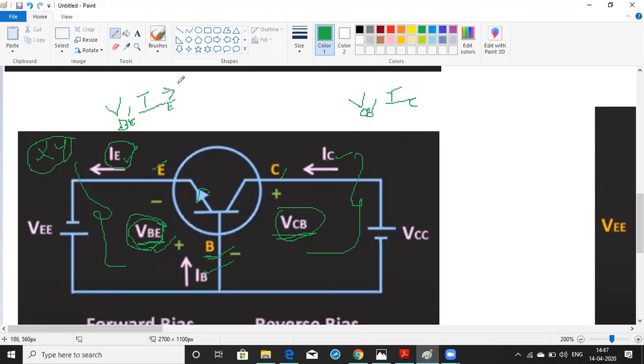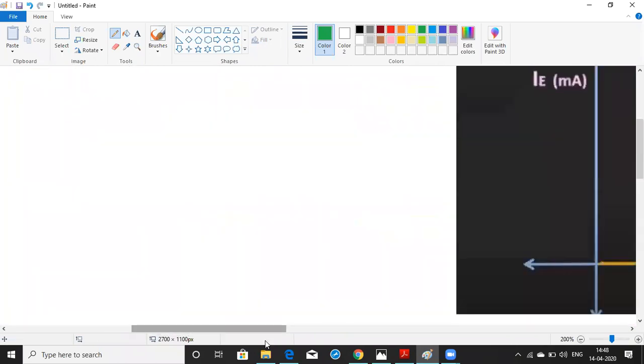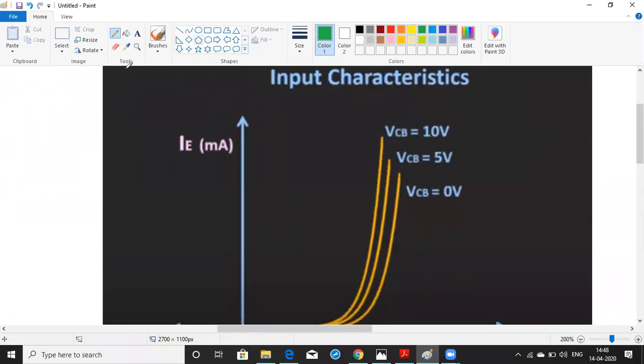In this one, we need to consider VCB as a constant. And in this one, we need to consider emitter current as a constant. Based on this one, we need to draw the input characteristics. Based on this one, we are going to draw the output characteristics. Let us see how we are going to draw the characteristics. See, if you see perfectly here, this is actually the input characteristics.